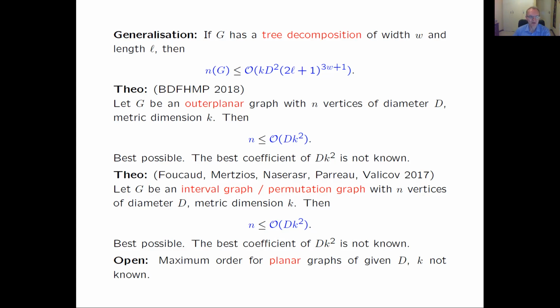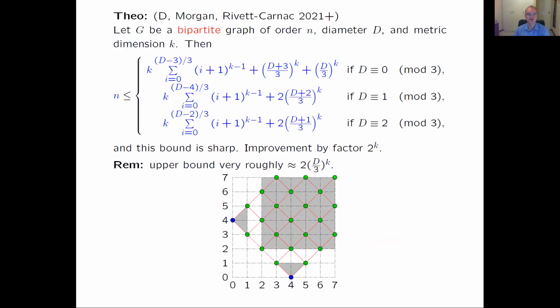Okay, and for planar graphs, we are not quite sure. We were not able to do that, so that's another open question.